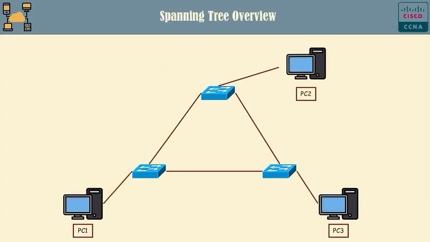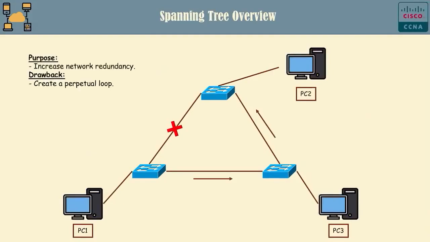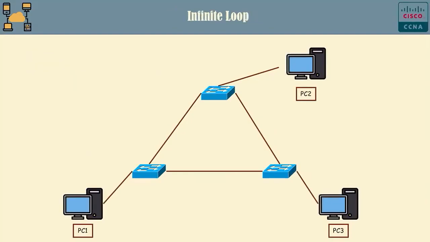First, about spanning tree, I have a model with 3 switches connected to each other for the purpose of choosing the shortest path when pinging from PC1 to PC2. So, when this link goes down, it will switch to this path. The purpose of connecting switches in a loop is to increase network redundancy, but it has the drawback of creating an infinite loop. Let me explain this.